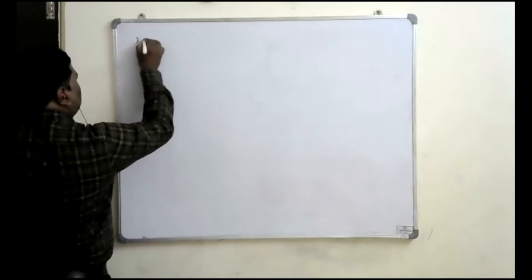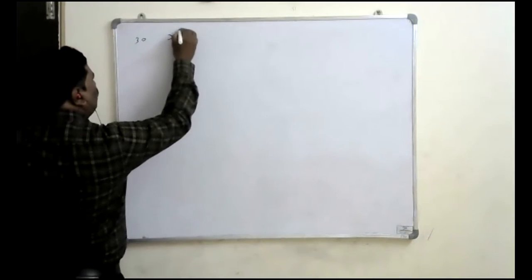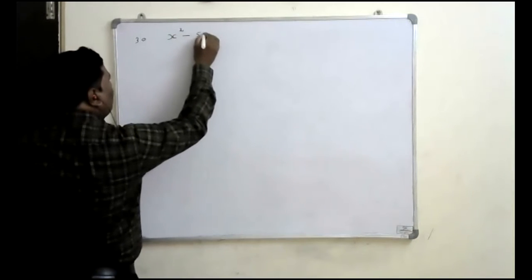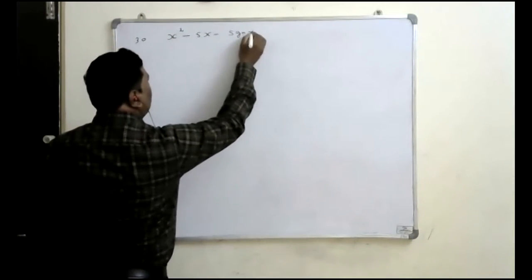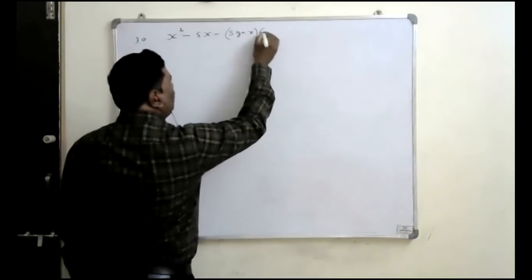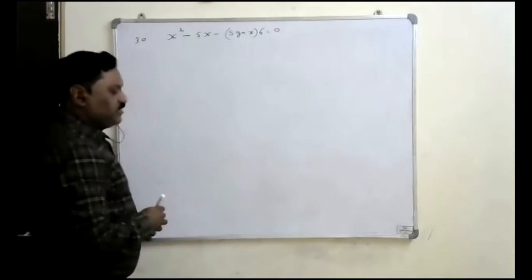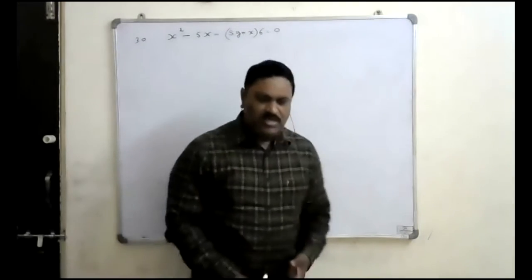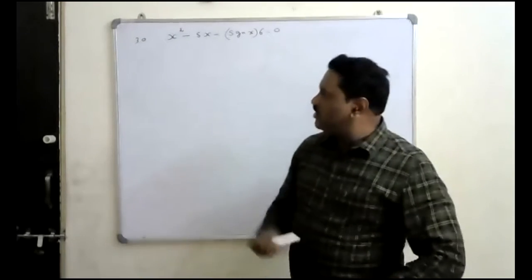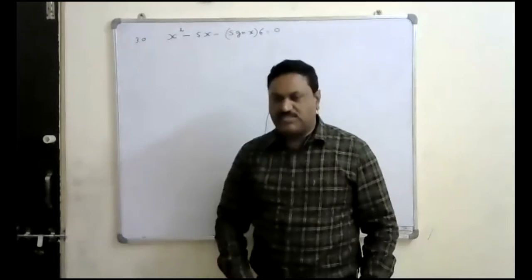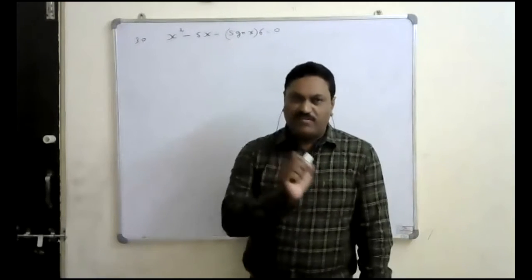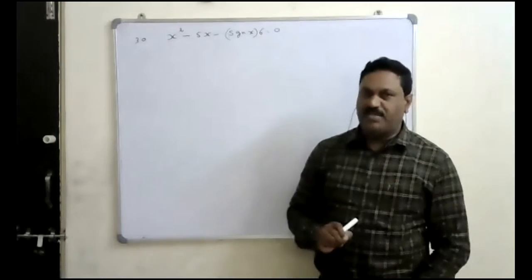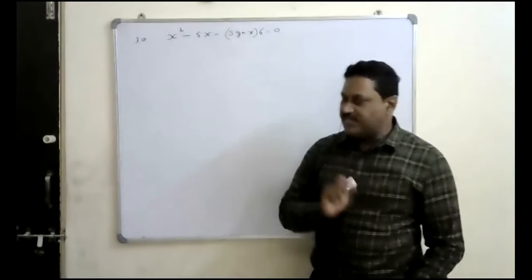30. The number of non-zero solutions of the equation x square minus 5x minus sgn x of 6 is equal to 0. So it is an easy question only, but the thing is that we should understand what this function means. Sgn of x is called the signature function or signum function simply.